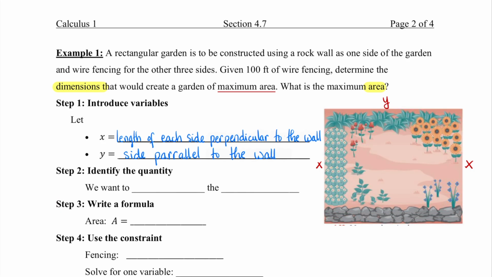Next, we identify what we are trying to optimize. We want to maximize the area of the garden. Because we want to maximize the area, we want to use the formula for the area of a rectangle. Area of a rectangle is length times width. So we have x times y.